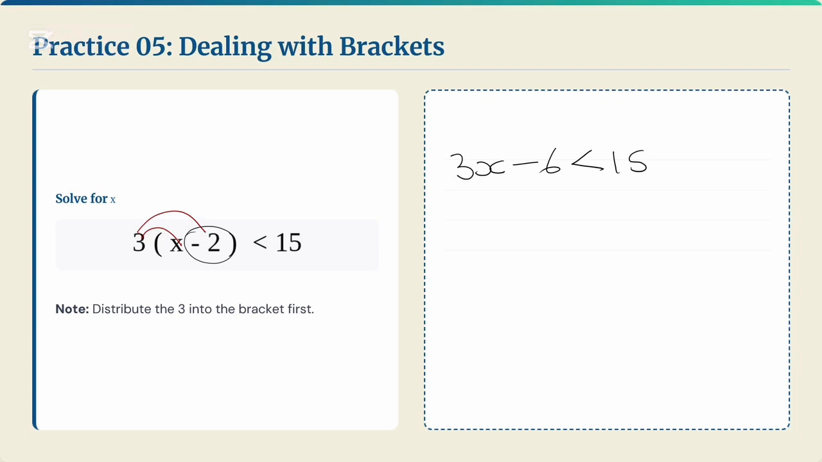Now, I'm going to work with our negative or subtraction first. So we're going to say 3x, move the negative 6 to the other side of the inequality sign. It will be 15 plus 6. What is 15 plus 6? It is 21. Then we're going to divide both sides by 3, and we're left with x is less than 7.